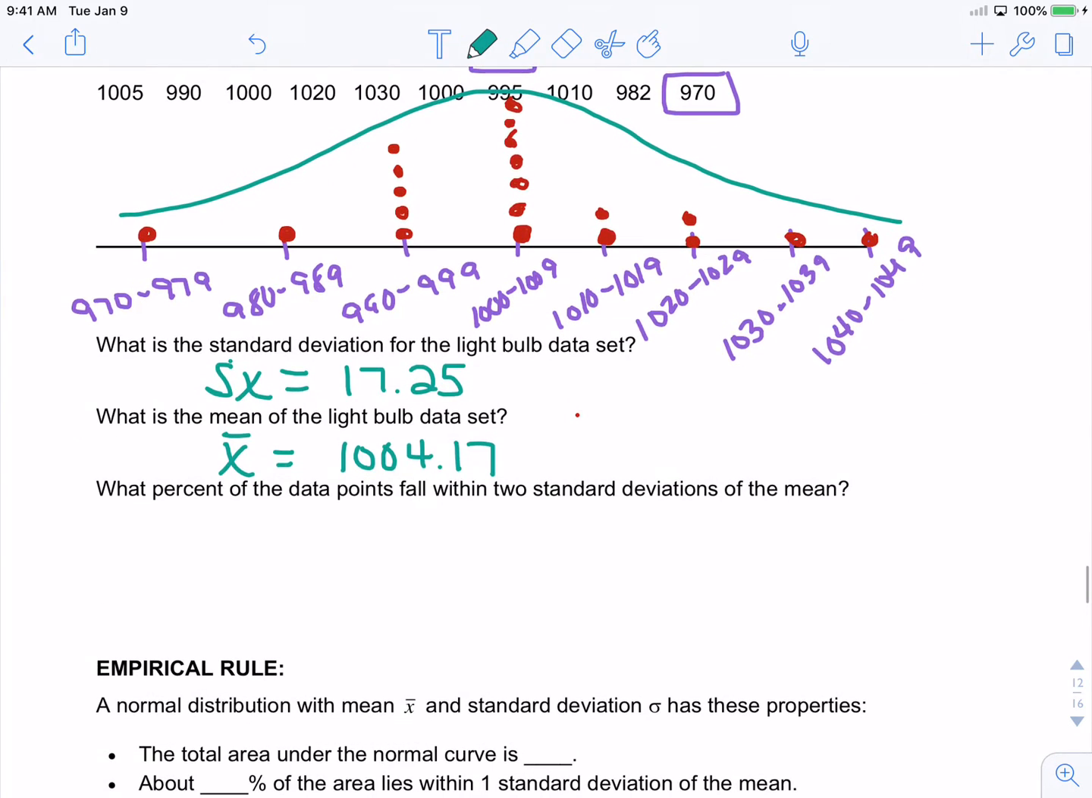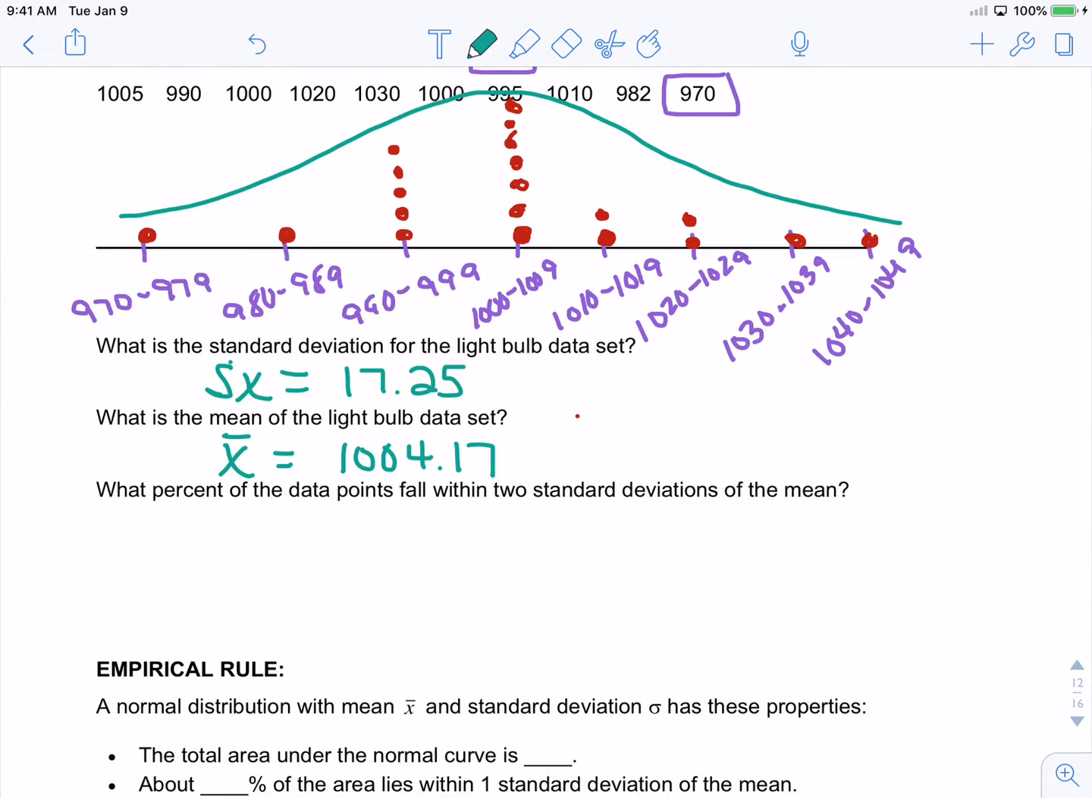So after you do that, the next question underneath is a little more involved. It says, what percent of the data points fall within 2 standard deviations of the mean? So the mean, remember, is in the middle. And if we are within 2 standard deviations of the mean, that means we could go above the mean, above the middle, or we could go below the middle. And we're going to see if we can figure out what 2 standard deviations of the mean would be.